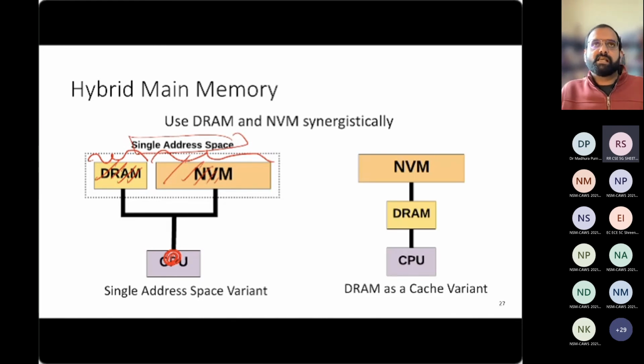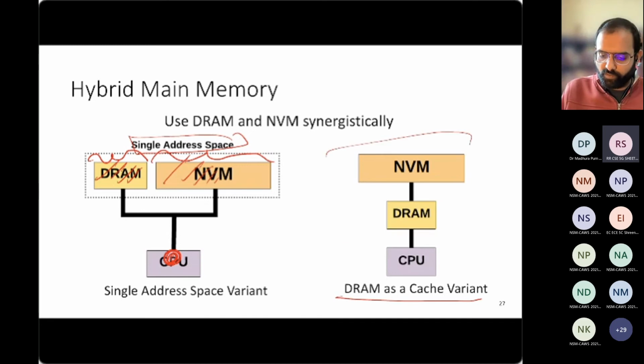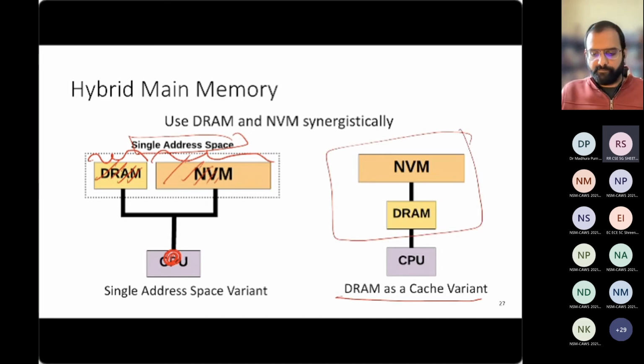The other variant, which is by and large a hardware managed variant, is what is known as DRAM as a cache, right? So in the DRAM as a cache variant, it's relatively straightforward. You again have both DRAM and NVM. The address space that is visible to the CPU is that of the NVM, so that is the entire physical address space. But there is also some amount of DRAM that is present, which serves as the cache of whatever data is actually sitting in the non-volatile main memory.